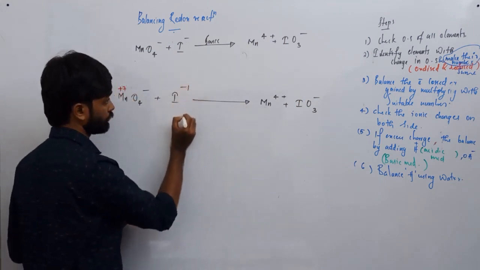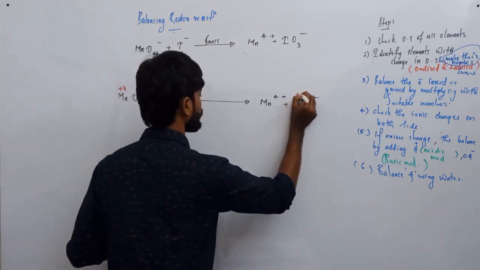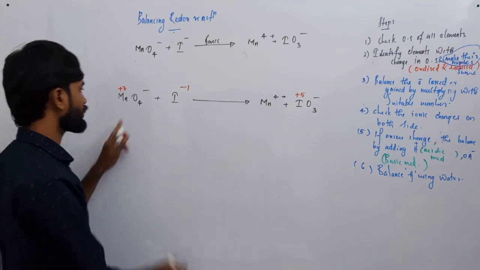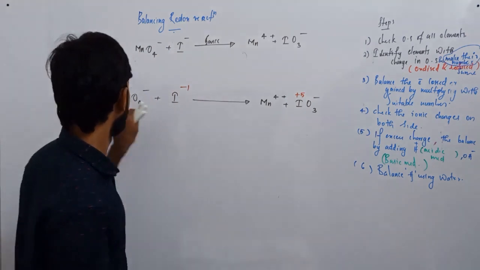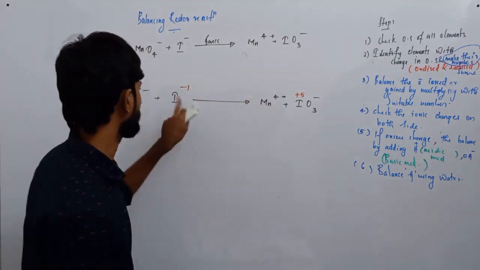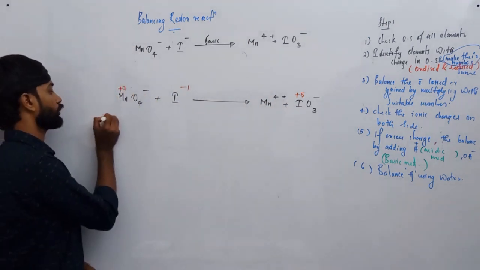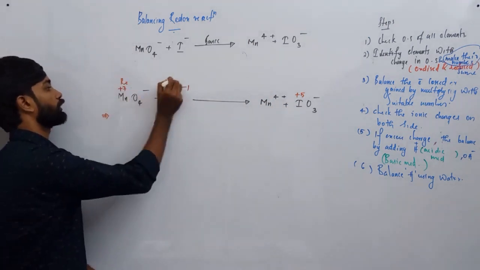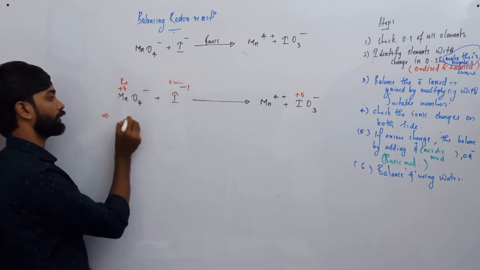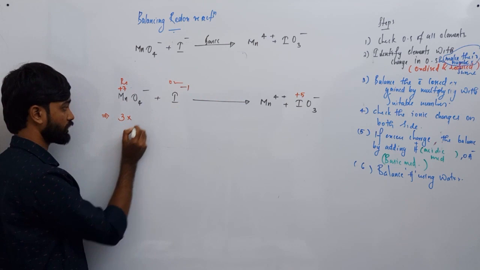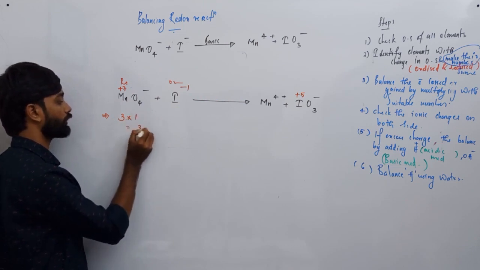So first of all, the oxidation state: plus 7, plus 4, here minus 1, here plus 5. The change in oxidation state is for manganese and iodine. Here 1 manganese, here 1 manganese, here 1 iodine, here 1 iodine. So the numbers are already the same. So electron gained: here reduction, here oxidation. Electron gained is plus 7 to plus 3, that is 4. So 3 electron is the change in oxidation state and the number of manganese is 1. So electron gained is 3.